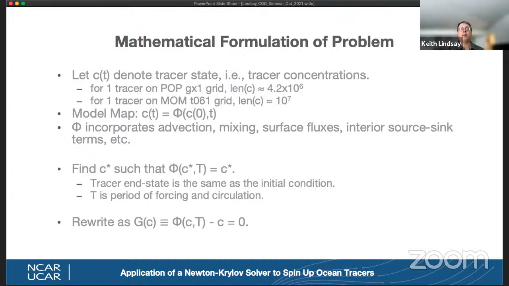The mathematical formulation of the spin-up problem is that we want to find a particular initial state, C star, such that if you run the model forward from that initial state for time T, you get back to the original state, C star. So the tracer end state is the same as the tracer initial state. And you would typically take this capital T to be a period of a forcing or circulation over which you are spinning up your tracers with respect to.